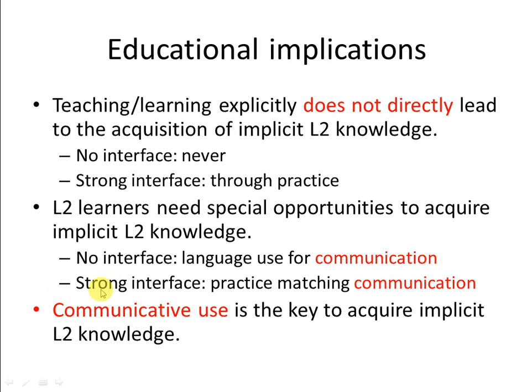And also, the strong interface position says, yes, we need practice. We need to do practice, but our practice should match natural or real communication. So this position also says communication is very important. So our practice should match real communication. No matter how much mechanical practice we do, we cannot acquire implicit second language knowledge. We have to do a lot of practice that matches real or natural communication. So communicative use is the key to acquire implicit second language knowledge, whether you take this position or this position. So communicative use is what is important. Okay, this is it.